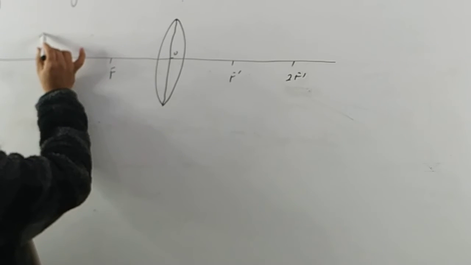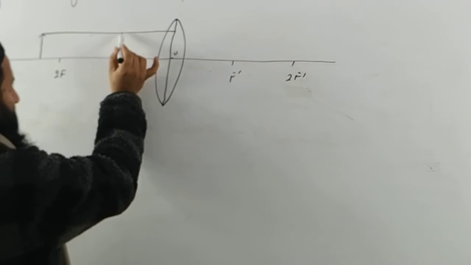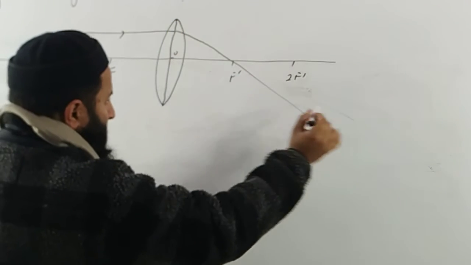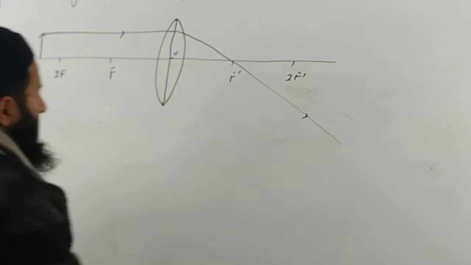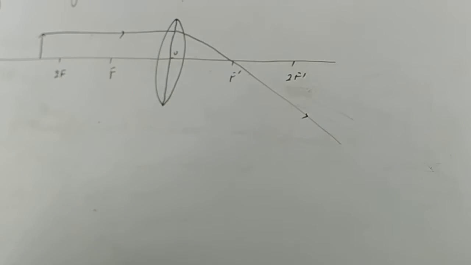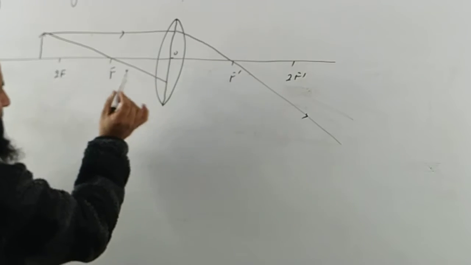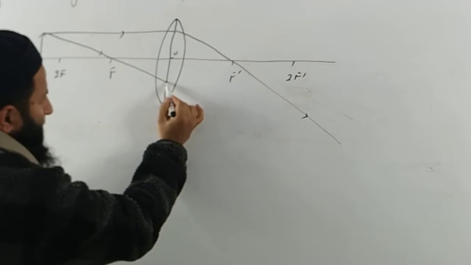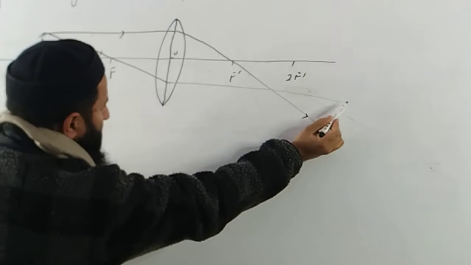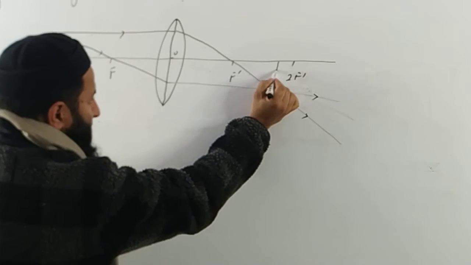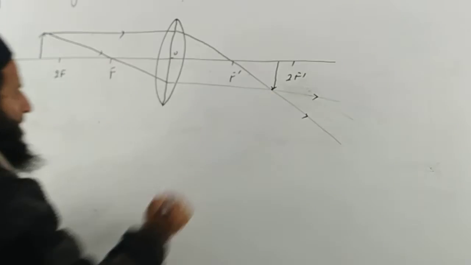The light ray which is parallel to the principal axis has to pass through focus. And the light ray which passes through focus then goes parallel to the principal axis. This is the point of intersection. So the image is formed here.